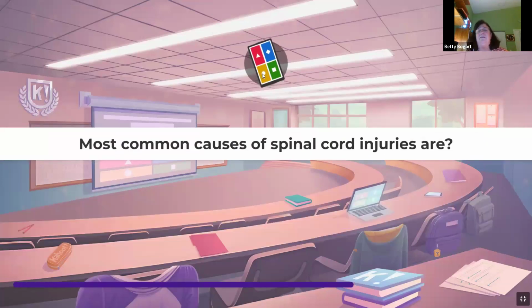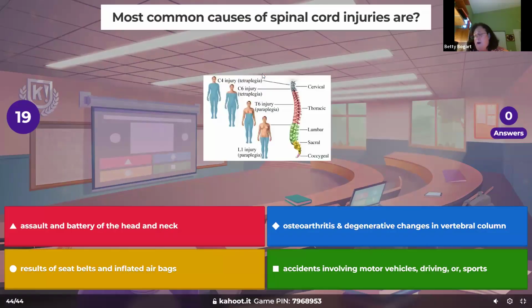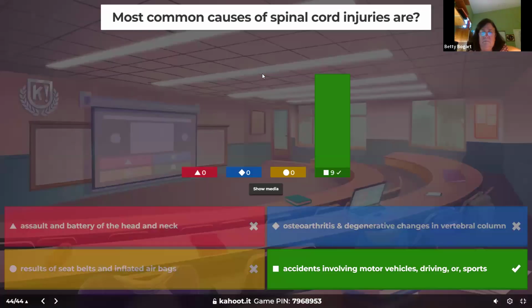Most common causes of a spinal cord injury are what? Spinal cord injuries, motor vehicle, driving, sports, anything that's motion that can happen with it. Very good.